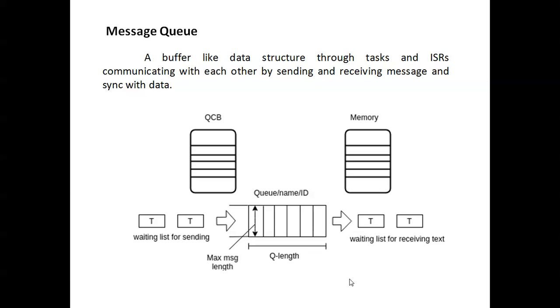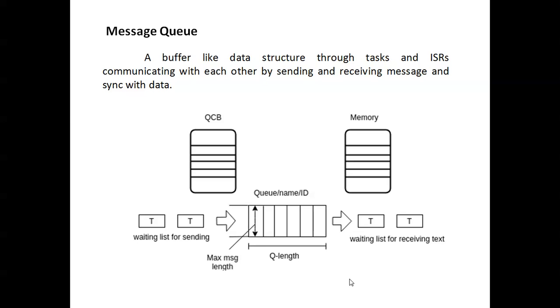So message queue, here they're having the data structure through which tasks or ISRs, interrupt service routines, communicate with each other by sending and receiving messages with synchronization of the data. So consider the memory box: queue and the name ID. That's the queue length they showed. The maximum message length is shown in that place.